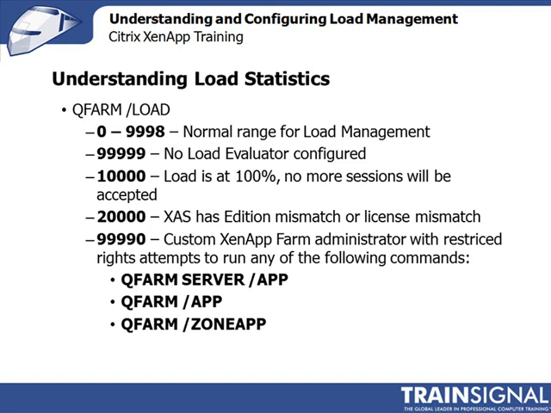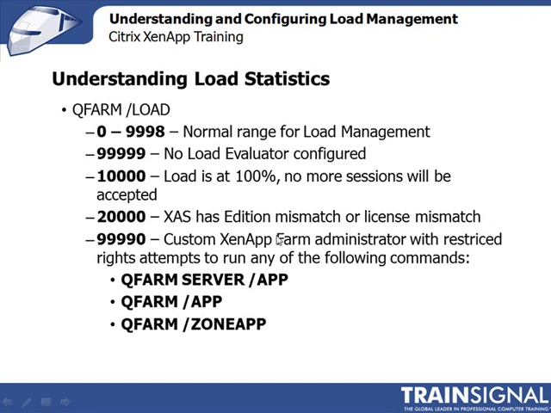Something's going on with the server for it to report full load when there's no users on it, and that has happened. So this would give you insight into where to start looking and why the server is behaving the way it's behaving. Now 20,000, which is what we saw basically on XA01, means that the XenApp server has either an edition mismatch or a license mismatch.